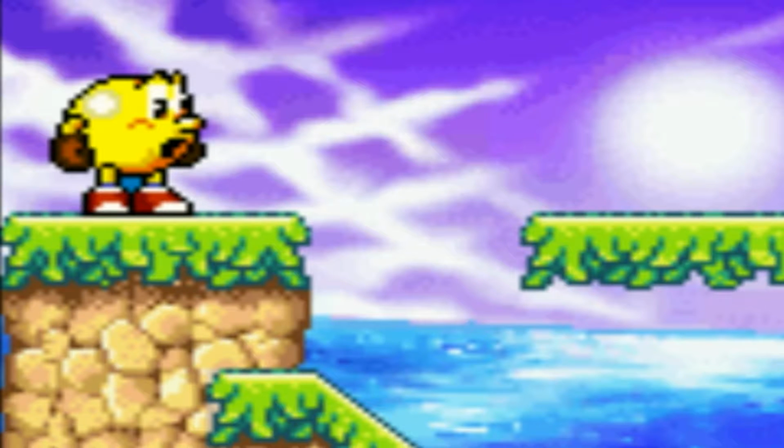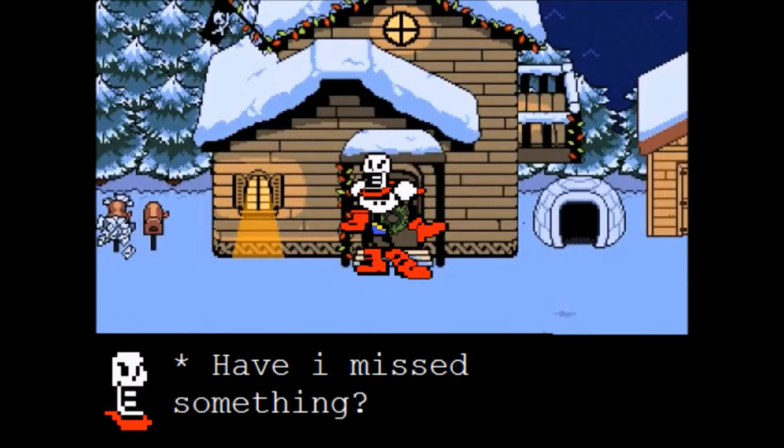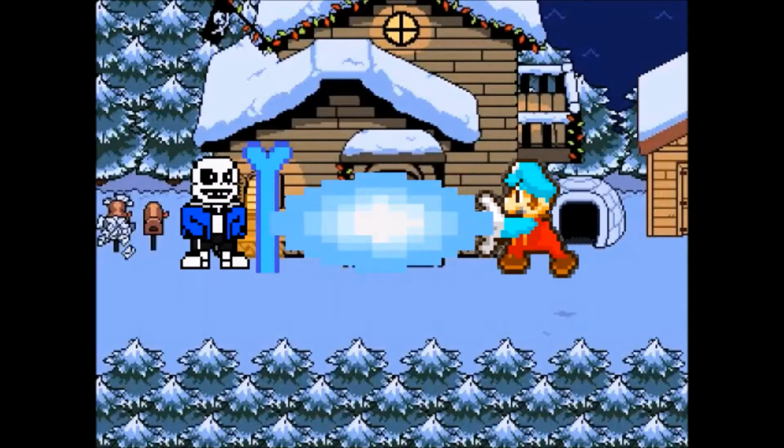I managed to do it in Pac-Man vs. Kirby somehow. And then there's this shitty joke at the end. I was gonna make Papyrus come from the right, but I just got lazy and just did this. Oh yeah, and since when could Mario do the Kamehameha thing?